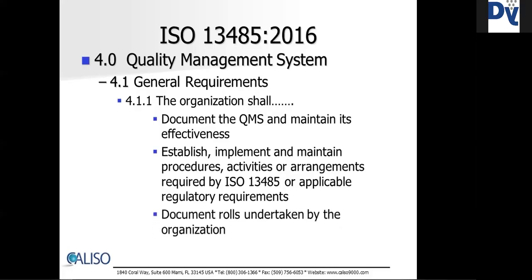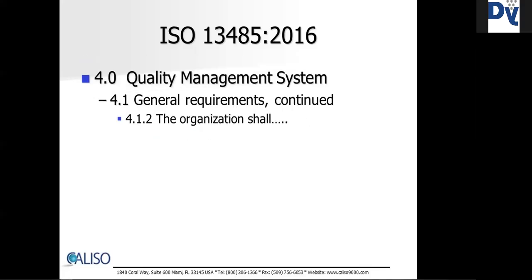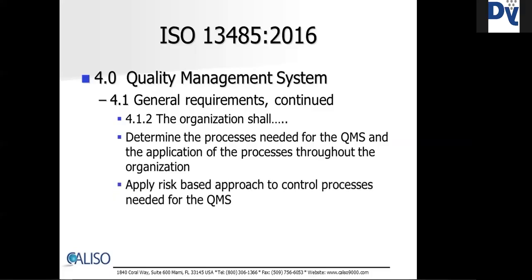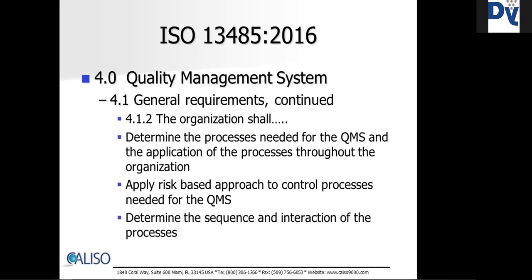The organization shall document roles undertaken by the organization. In other words, what type of business are you? The organization shall determine the processes needed for the quality management system and the application of processes throughout the organization. The organization shall apply a risk-based approach to control processes needed for the quality management system. They shall also determine the sequence and interaction of those processes.